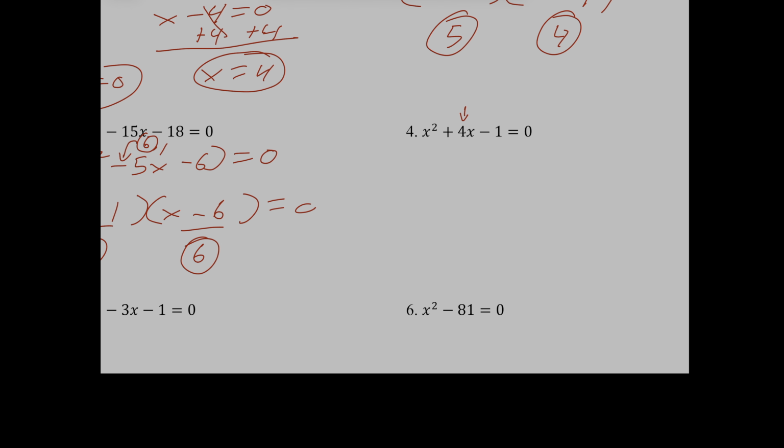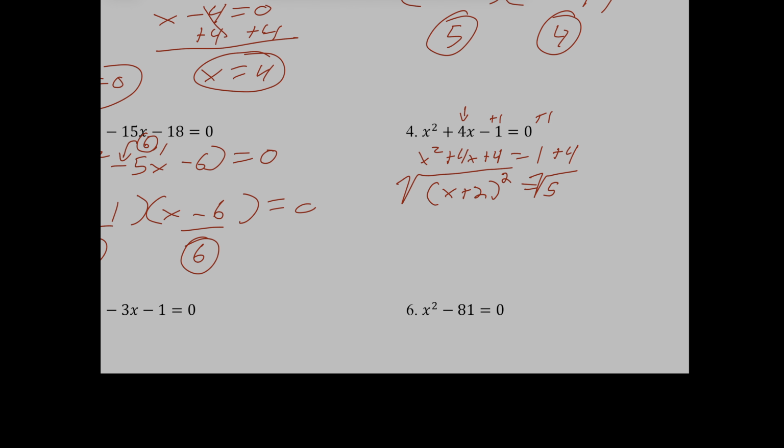Okay, so now, first thing I'm going to do is I'm just going to add 1 to both sides. X squared plus 4x equals 1. Okay, now, what's half of 4? 2. What's 2 squared? 4. So I add 4 to both sides. And the reason I did that is because now it's in the trinomial square form. That's going to become x plus 2 quantity squared. That's going to become a 5.